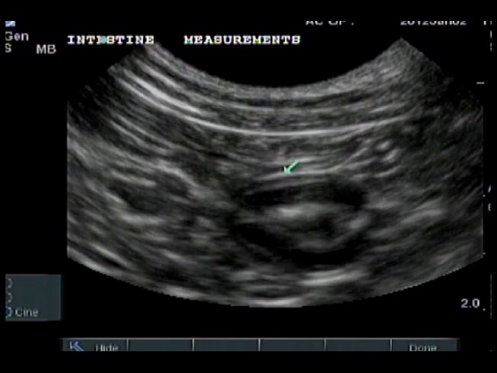Remember, you are measuring one wall of the intestine, not the diameter of the entire intestine. Press caliper or measure and place one caliper at the interface of the hyperechoic lumen of the intestine and the hypoechoic mucous membrane layer. Place the other caliper at the outer surface of the serosal layer. Label this image intestine and save the image to the patient record or archives.